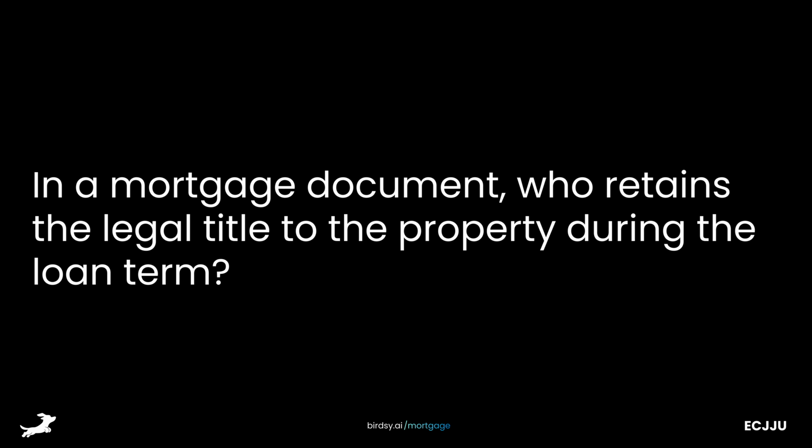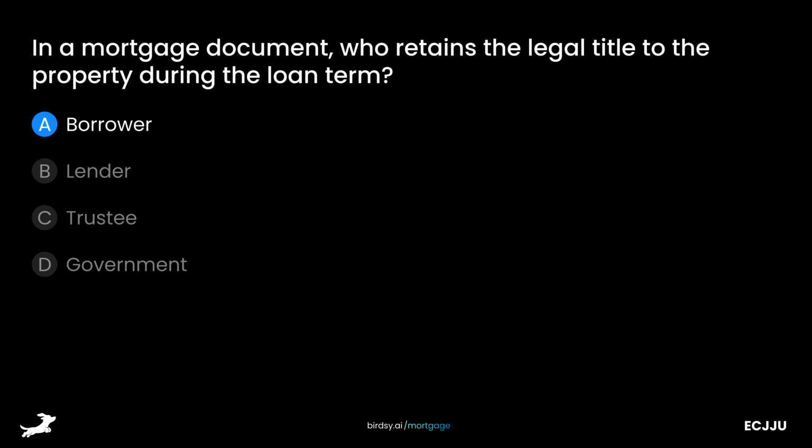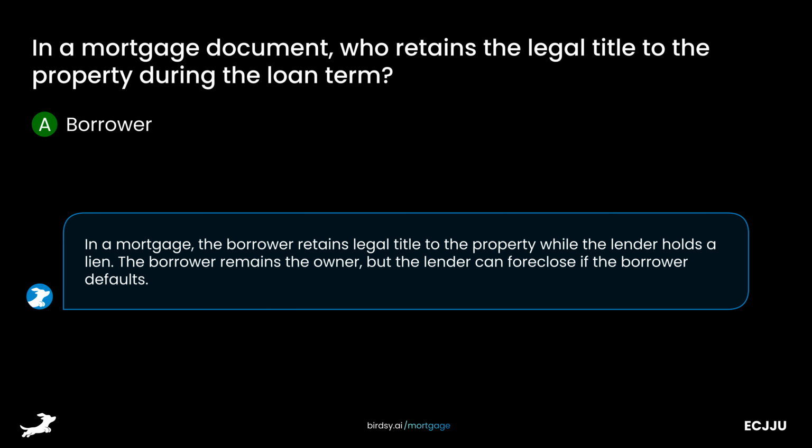In a mortgage document, who retains the legal title to the property during the loan term? Is it A, borrower, B, lender, C, trustee, or D, government? The answer is A, borrower. In a mortgage, the borrower retains legal title to the property while the lender holds a lien. The borrower remains the owner, but the lender can foreclose if the borrower defaults.